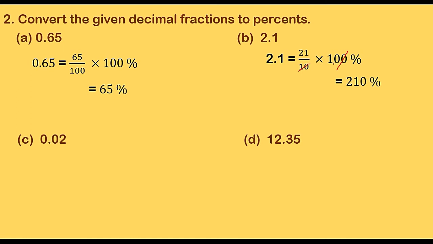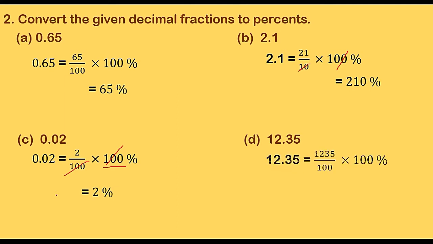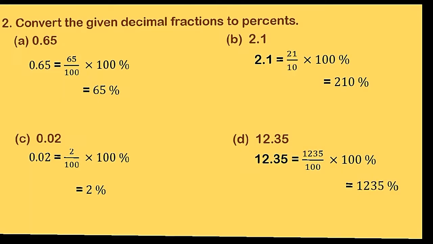C is 0.02. The fractional value is 2 upon 100. 2 upon 100 multiplied by 100 is giving you percent. So 100 and 100 cancelled and we get 2%. D. 12.35. So it becomes 1235 upon 100. Multiply it with 100 to get the percent. 100 cancelled. So the value is 1235%.